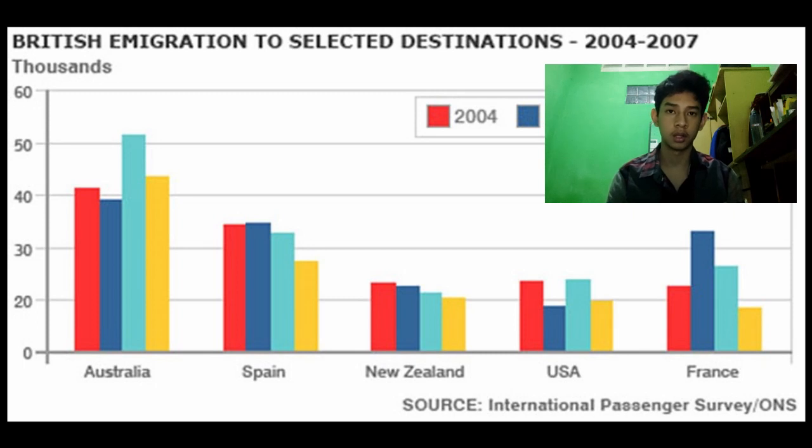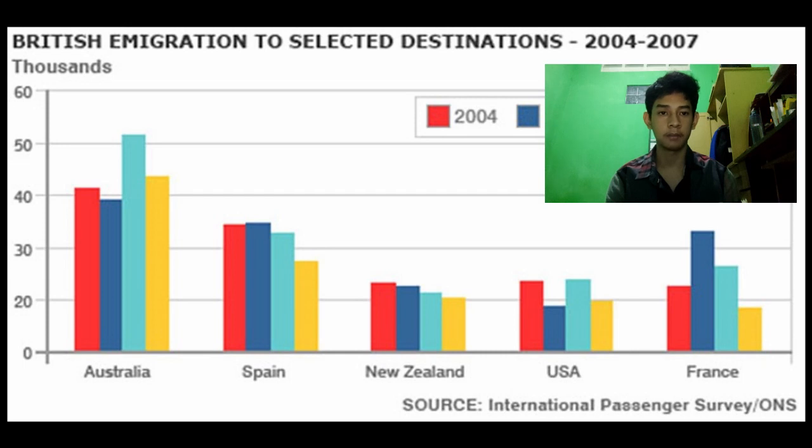In the year 2009, there was a massive increase of British immigration, with over 50,000 people selecting Australia again compared to the other four countries. Simultaneously, the highest number of British people selected Australia in 2004, around 45,000.